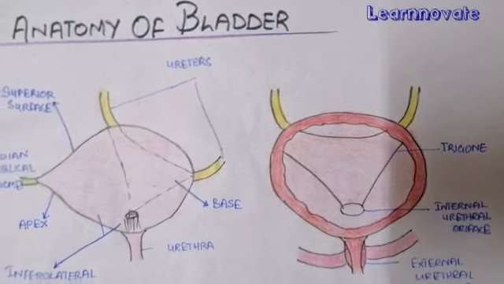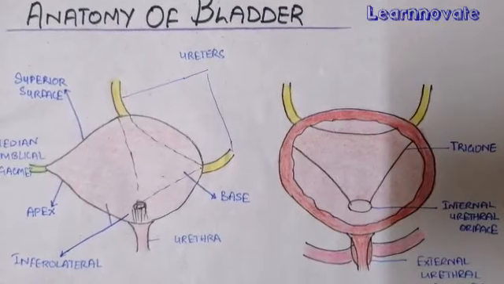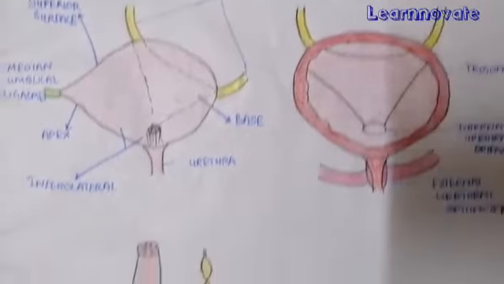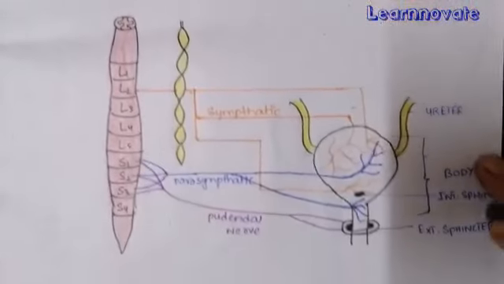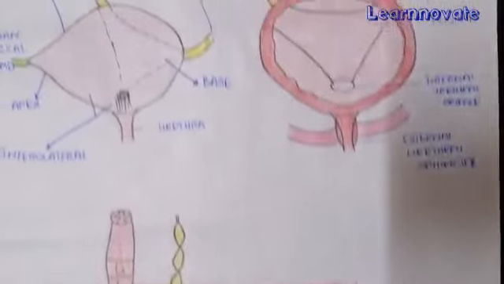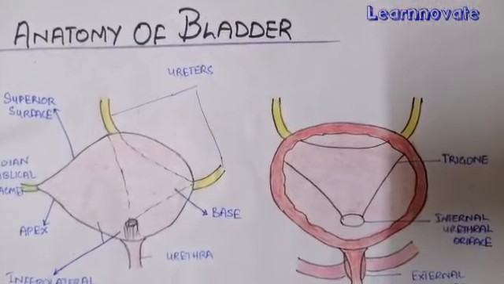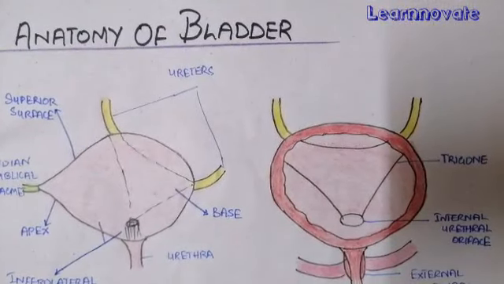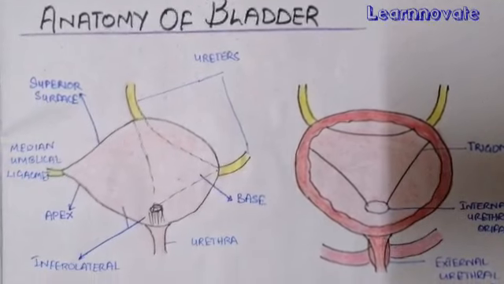In this video, we are going to discuss the anatomy of the urinary bladder, and we will also discuss the innervation of the urinary bladder. So, we will cover the urinary bladder anatomy, and also discuss the innervation that is important for the micturition reflex.